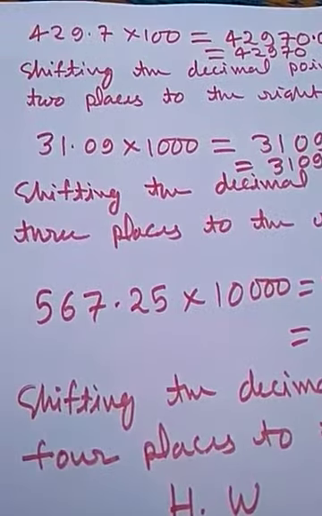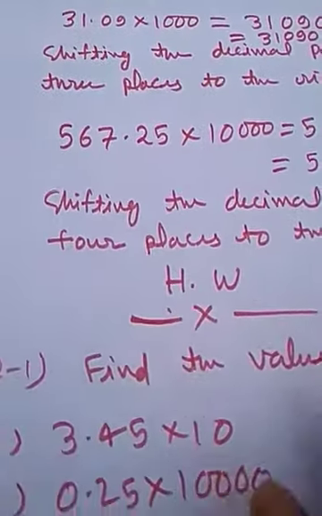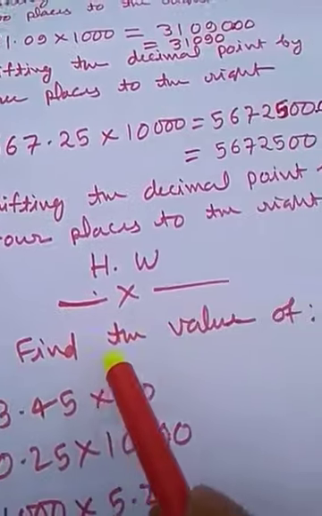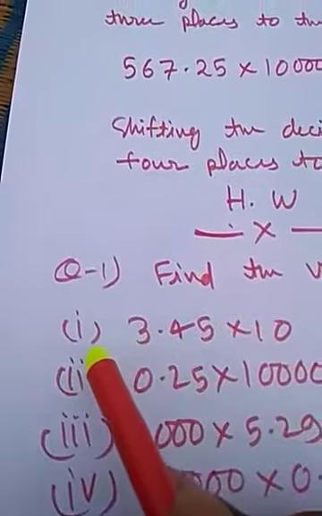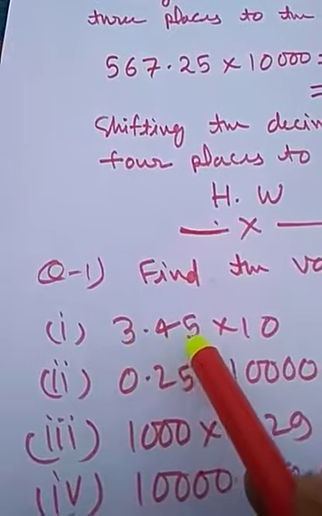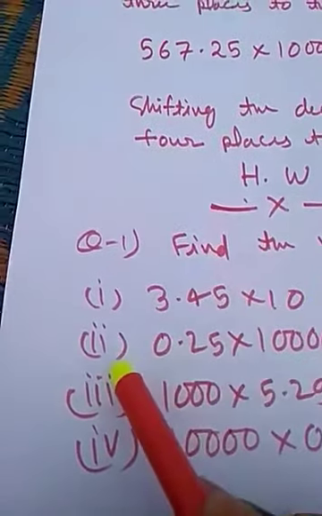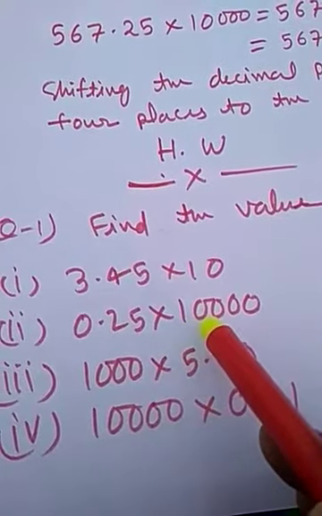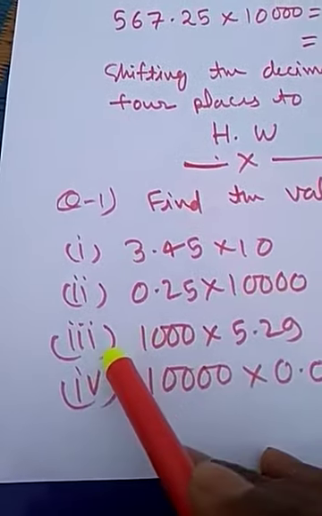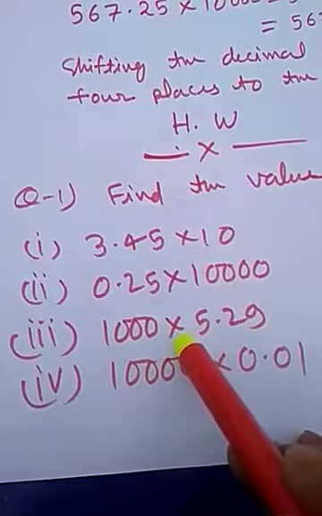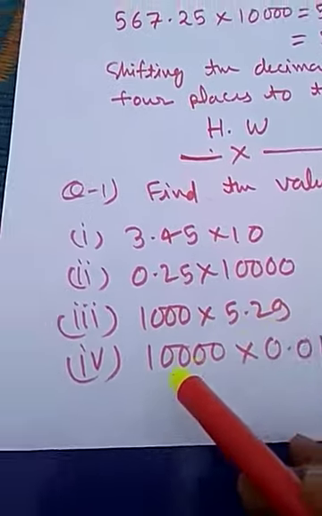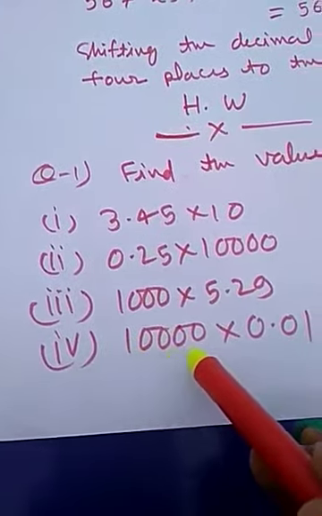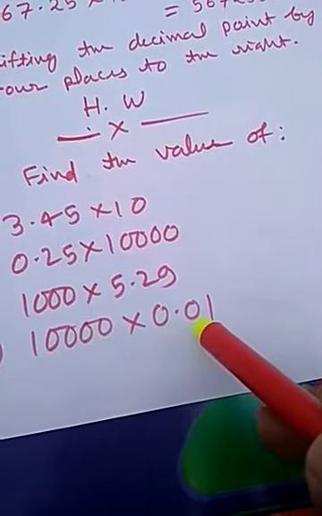And on the basis of it, there are some homeworks. First question is find the value of 3.45 multiply 10. Second question, 0.25 multiply by 10,000. Third question is 1000 multiply 5.29. Fourth question is 10,000 multiply 0.01.